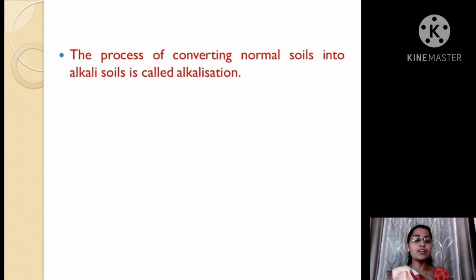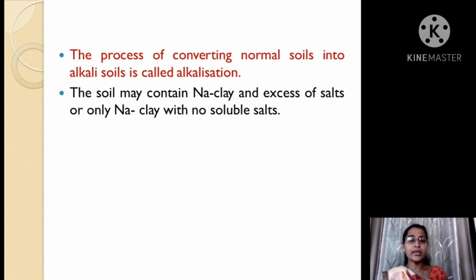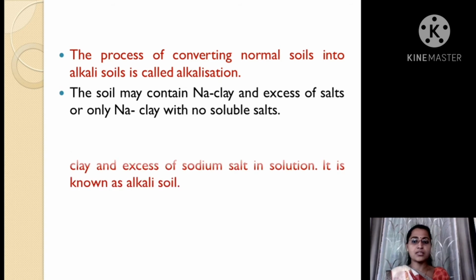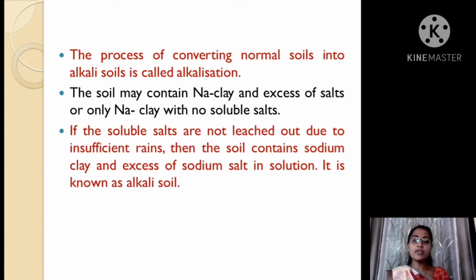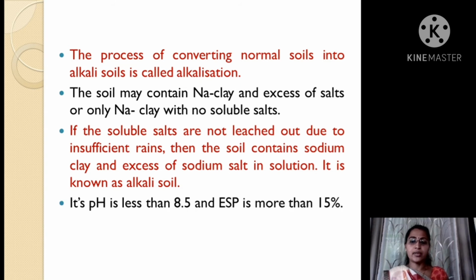The process of converting normal soils into alkali soil is called alkalization, and the soil may contain sodium clay and excess of salts, or only sodium clay with no soluble salts. If the soluble salts are not leached out due to insufficient rains, then the soil contains sodium clay and excess of sodium salt in solution. That is known as alkali soil.